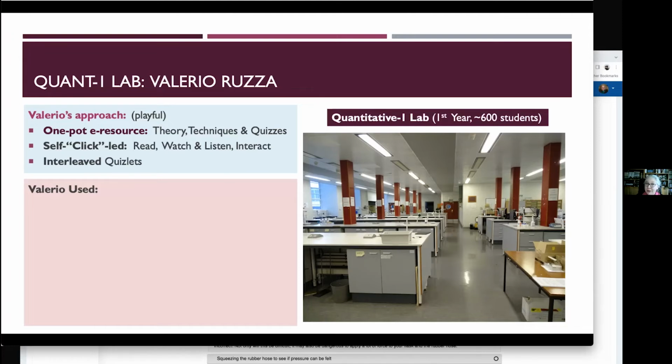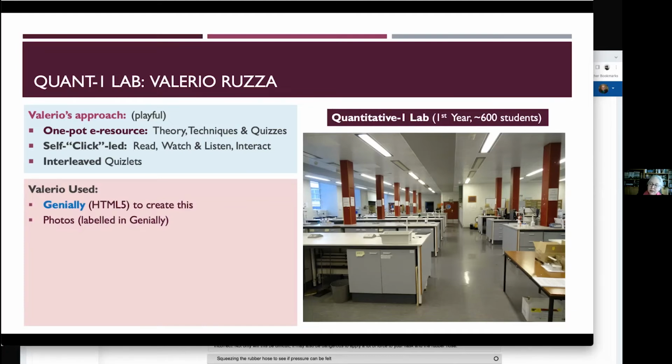And how did he do this? Well, he did this in a different way. He used an HTML5 resource called Genially. Now, if you're worried about budget, a student license for a year is about £10. So it's very, very reasonable. And everything went into the Genially resource.